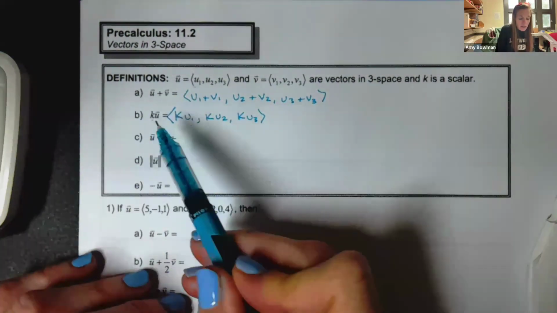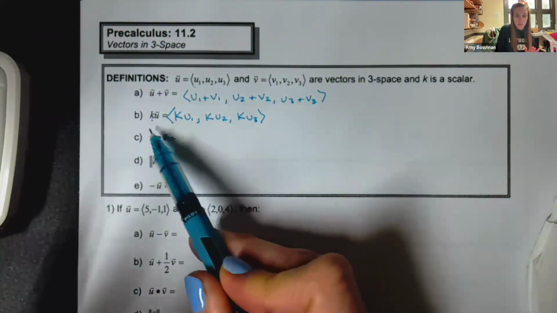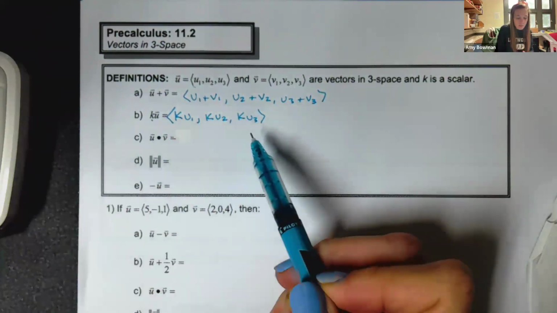Multiplying a vector by a scalar in 3D space, just like in 2D space, you just distribute the scalar to each of the three components.